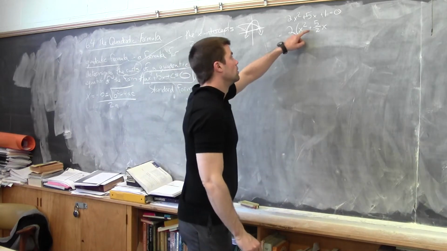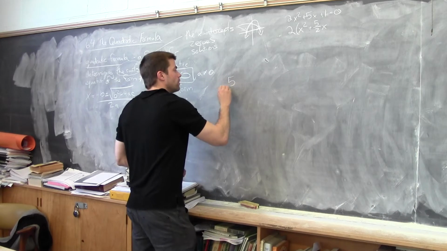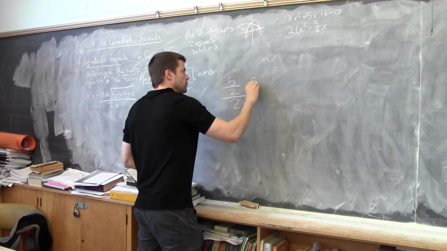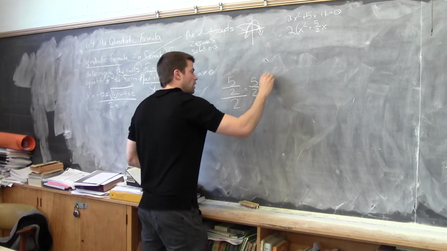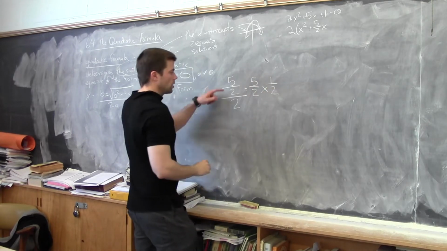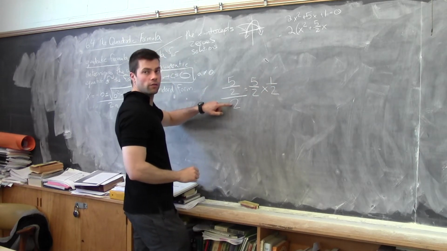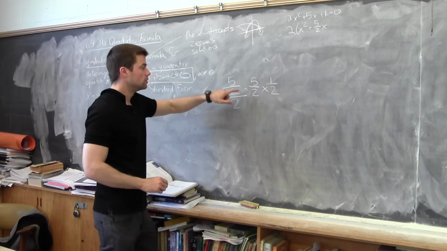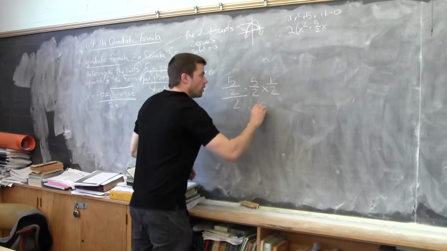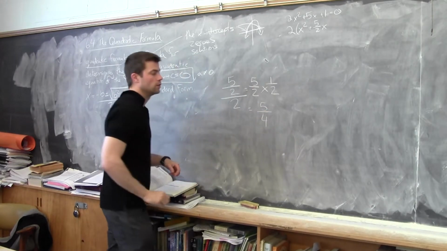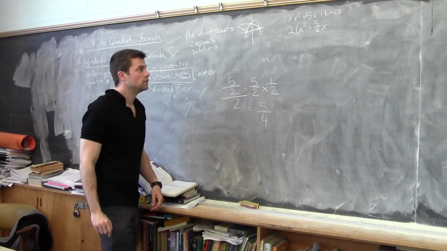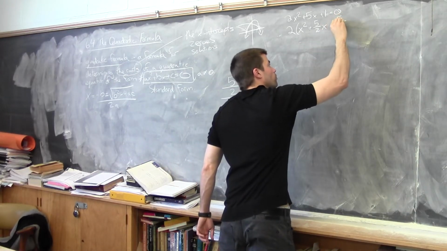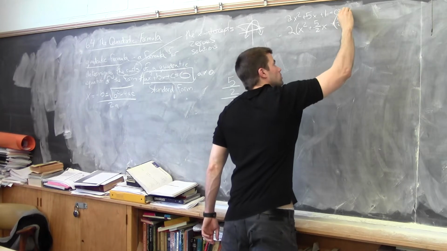Just do a little side calculation here: half of 5 over 2. So 5 over 2 divided by 2 is the same thing as 5 over 2 times 1 over 2, because when we divide by fractions, we actually multiply by the reciprocal. So this is equal to 5 over 4. Does everyone get that? All right, so we're going to add 5 over 4, all squared.